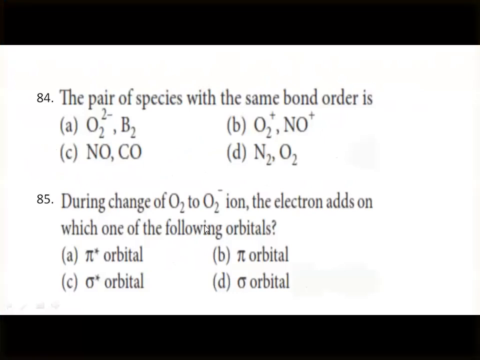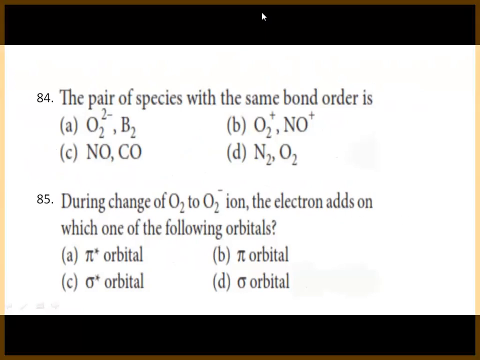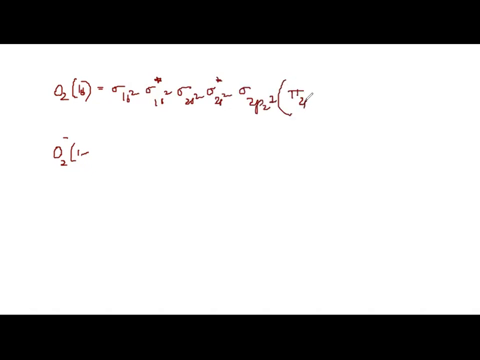During the change of O2 to O2 minus, the electron adds on which of the following orbitals? Write the configuration. During the change from O2 to O2 minus, 16 and 17 electrons, correct? So here sigma 1s2, sigma star 1s2, sigma 2s2, sigma star 2s2, sigma 2pz2, pi 2px2 equal to pi 2py2, pi star 2px equal to pi star 2py. I will fill accordingly: 2, 4, 6, 8, 10, 12, 14, 15, 16. Minus 1 means 17 electrons.